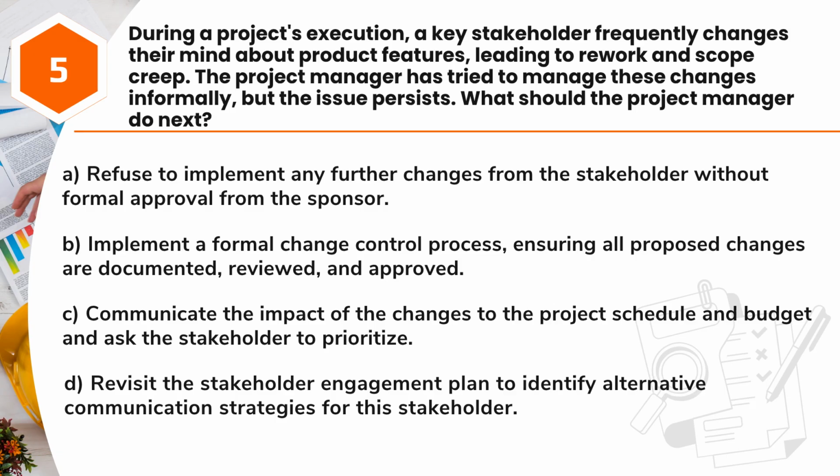A. Refuse to implement any further changes from the stakeholder without formal approval from the sponsor. B. Implement a formal change control process, ensuring all proposed changes are documented, reviewed, and approved. C. Communicate the impact of the changes to the project schedule and budget and ask the stakeholder to prioritize. D. Revisit the stakeholder engagement plan to identify alternative communication strategies for this stakeholder.